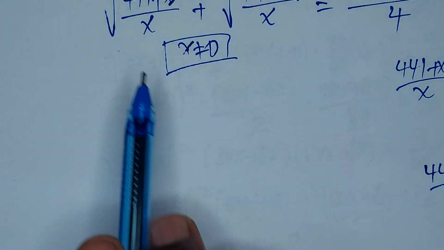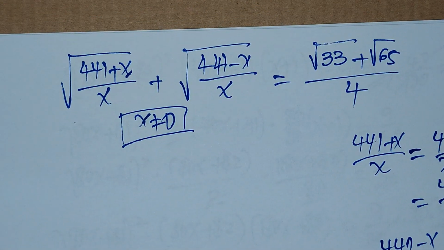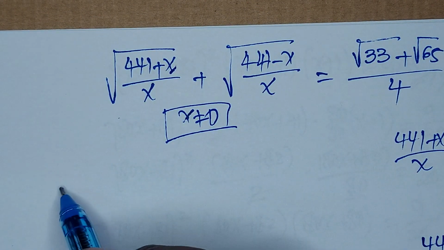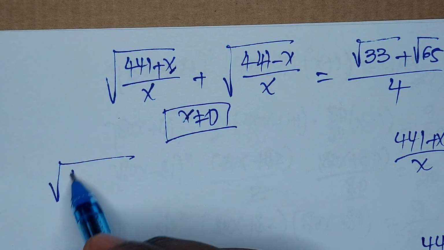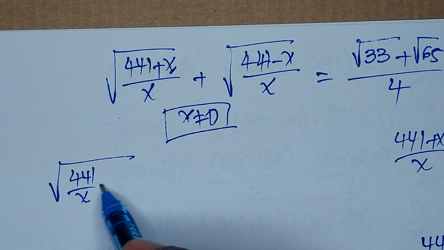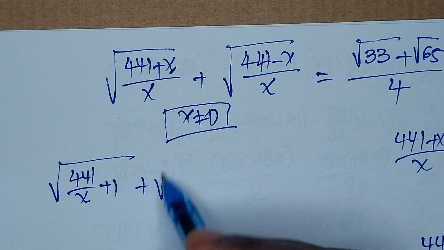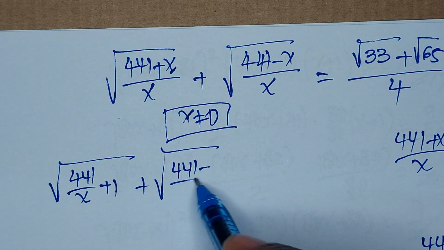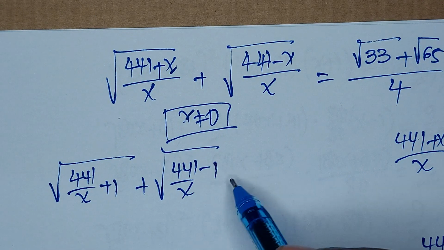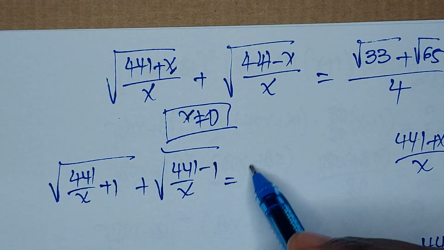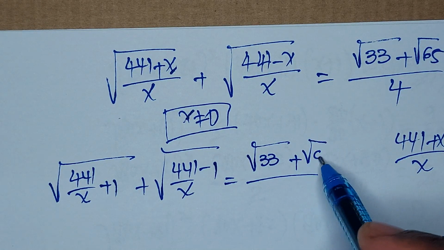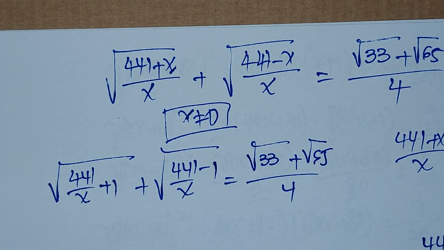So now let us rewrite our equation. We're going to have square root of 41 over x plus 1 plus square root of 41 over x minus 1, and then this is going to be equal to square root of 33 plus square root of 65, divided by 4.